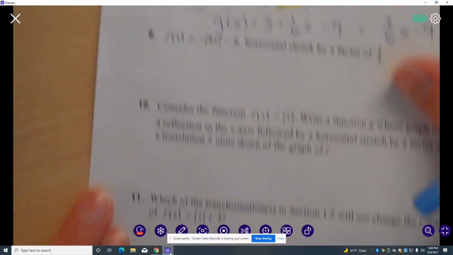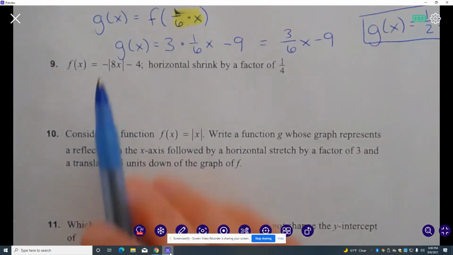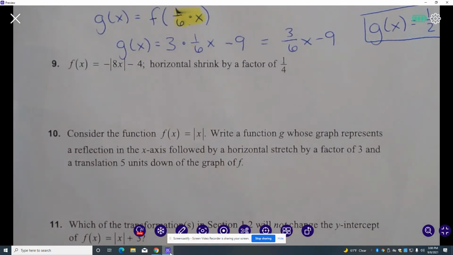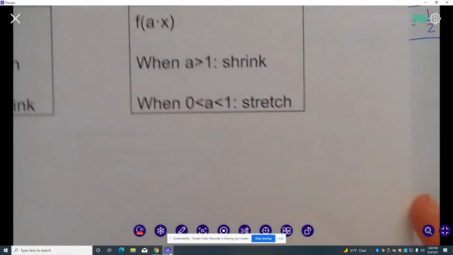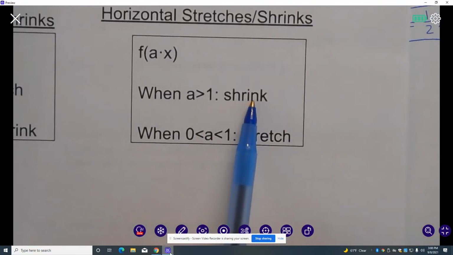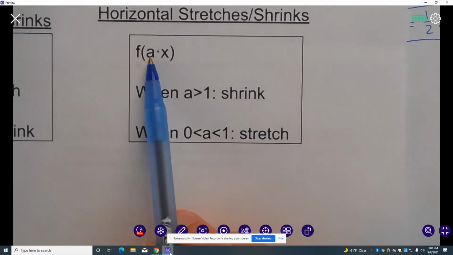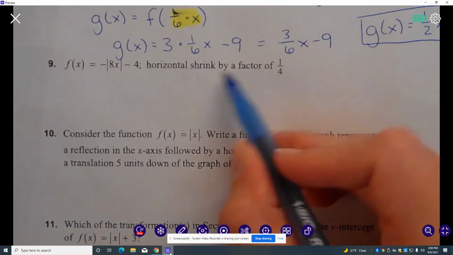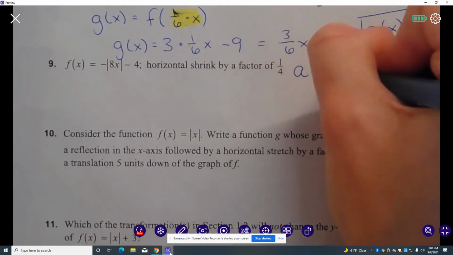Number 9. F of x is equal to the opposite of the absolute value of 8x minus 4. And we want to take this and do a horizontal shrink by a factor of 1/4. Remember, anything horizontal, think opposite of what you would naturally think. So with our horizontal shrink, we're going to take our factor, and it needs to be greater than 1. And remember, we're going to multiply by that inside the function. So my horizontal shrink has a factor of 1/4, but my a value, remember, is 4.